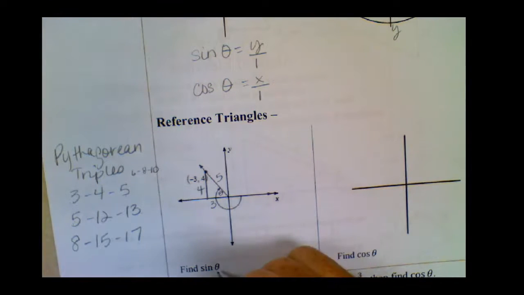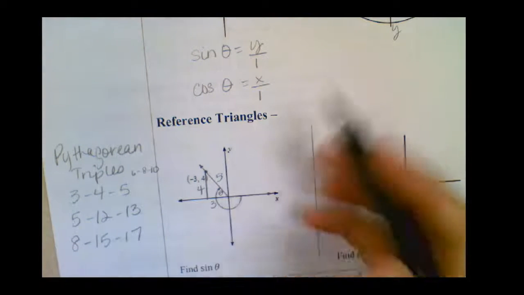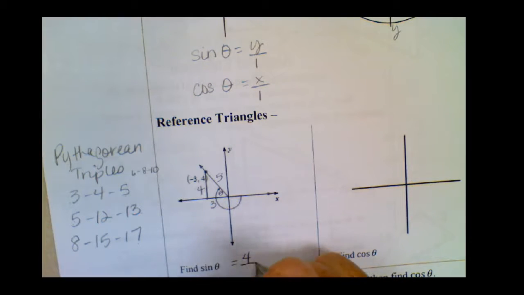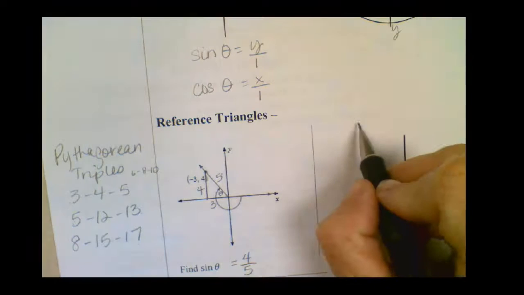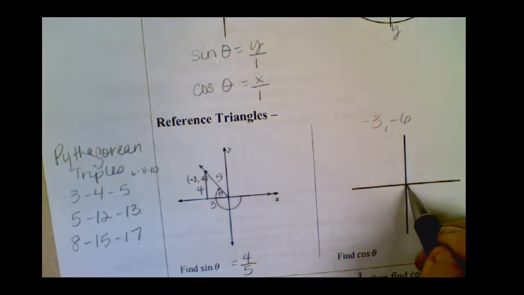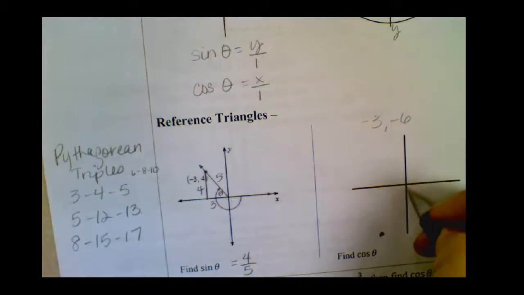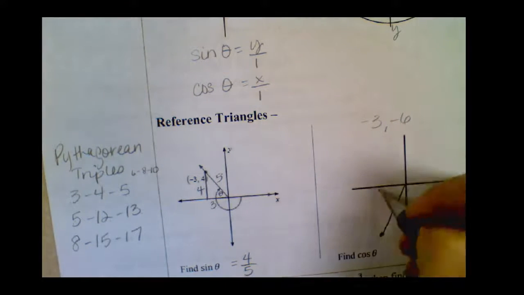So if we wanted to find the sine of that theta, I know that sine is opposite over hypotenuse. So I would get 4 over 5. Okay. Can I do this when I don't even have anything drawn? Of course I can. So let's just plot the point -3, -6. And you can be rough estimate, that's fine. So -3 and then down -6. So we're going to draw that out there.